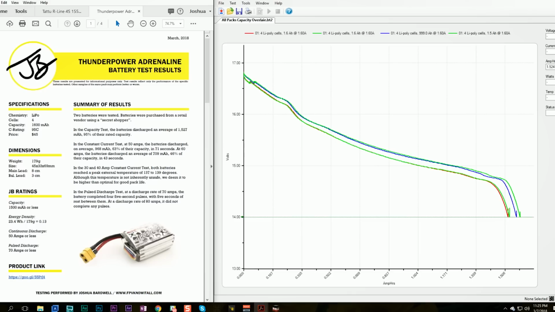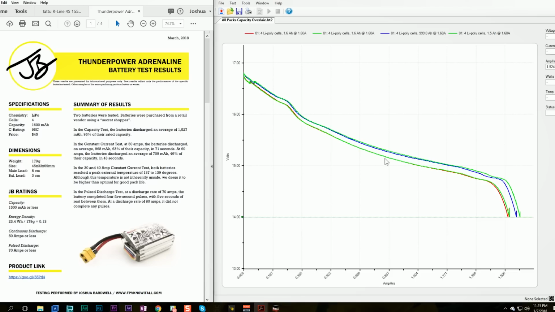The faster you discharge a battery, the fewer milliamp hours you'll get out of it because the internal resistance causes more of the energy to be converted to heat. So in this case, the milliamp hours we get is really kind of a best case scenario. If you were to put this on your quad, as you'll see, you get much fewer milliamp hours.